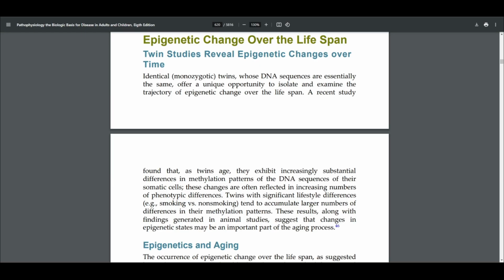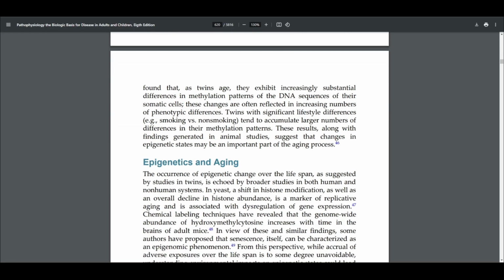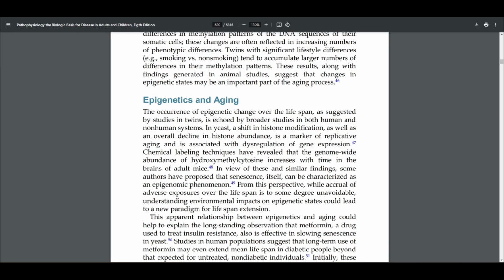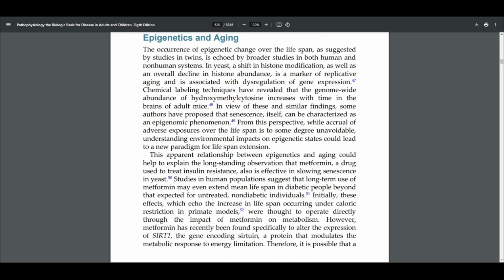A recent study found that as twins age, they exhibit increasingly substantial differences in methylation patterns of the DNA sequences of their somatic cells. These changes are often reflected in increasing numbers of phenotypic differences. Twins with significant lifestyle differences tend to accumulate larger numbers of differences in their methylation patterns. These results, along with findings generated in animal studies, suggest that changes in epigenetic states may be an important part of the aging process. So, epigenetics and aging.